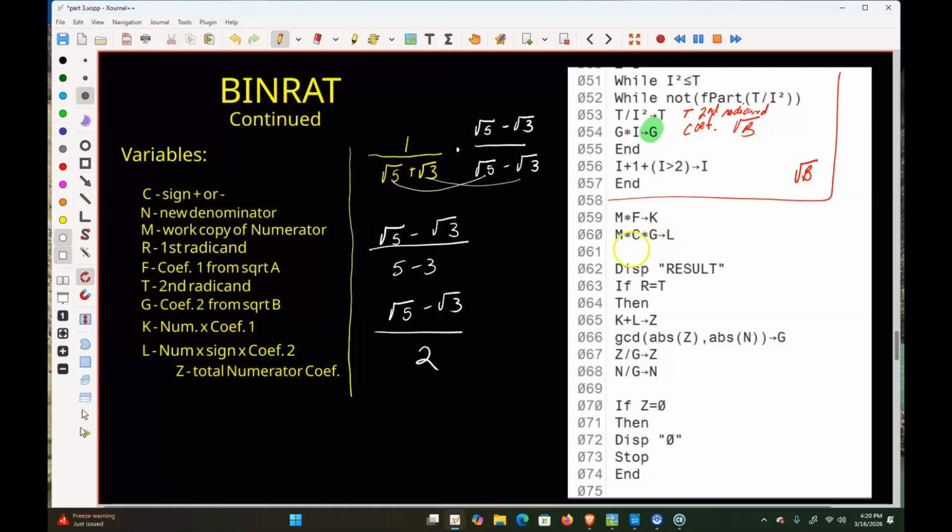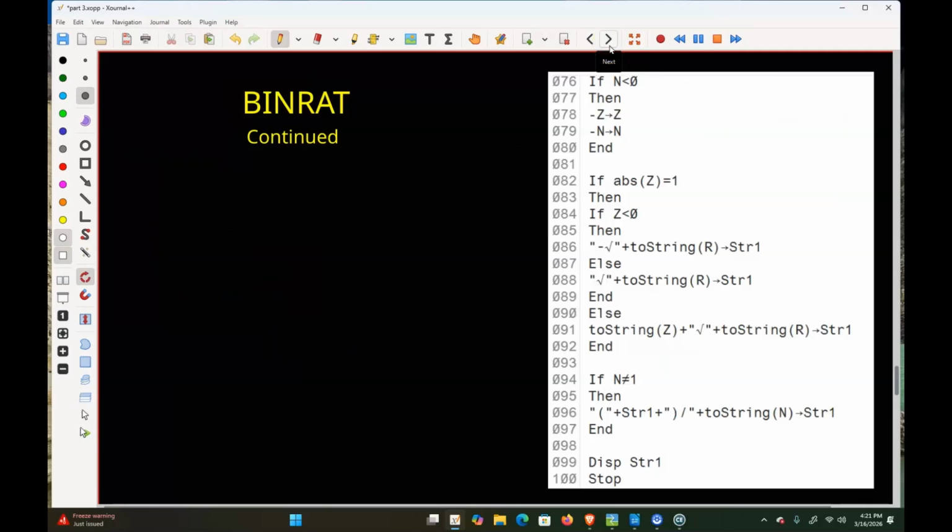So I'm making a copy of my numerator where I got L here, so where I take my number times the sign times the coefficient. And I'm basically trying to solve for my total numerical coefficient of z. The rest of this is basically just formatting, trying to get a pretty appearance. It takes quite a bit because I'm experimenting with putting parentheses and grouping all my numerators and denominators within parentheses for my final result.